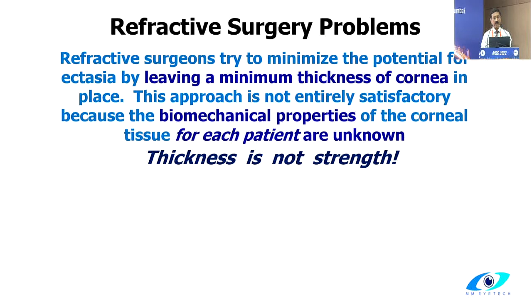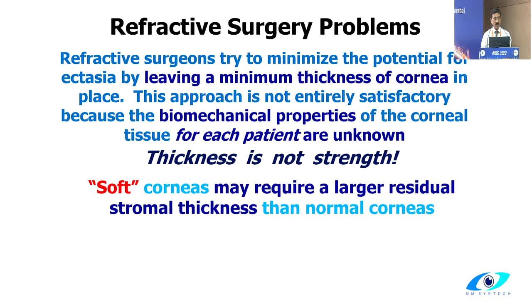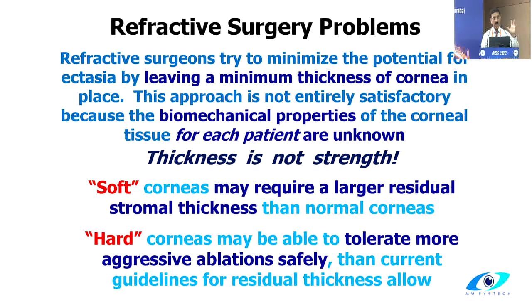So refractive surgeons have tried to minimize the potential for ectasia by essentially leaving a minimal thickness of cornea in place, which is good for the large part and on average, but is not entirely satisfactory because the biomechanical properties of the corneal tissue for each patient are unknown, and thickness is not strength. So there may be soft corneas, which may require a larger residual corneal thickness than normal corneas, and there may be hard corneas, which may be able to tolerate more aggressive ablations safely.